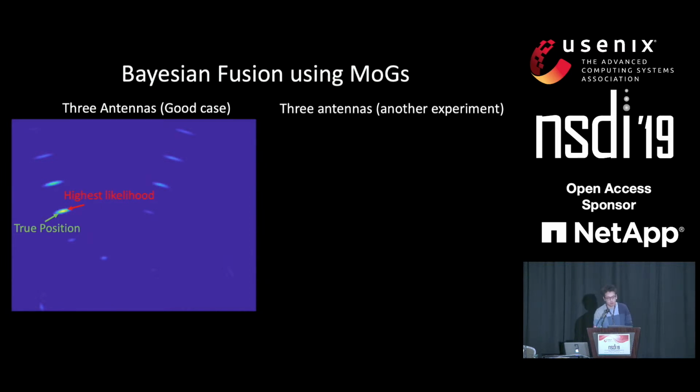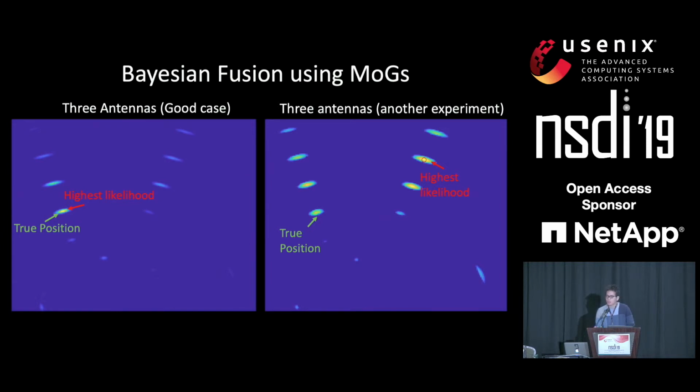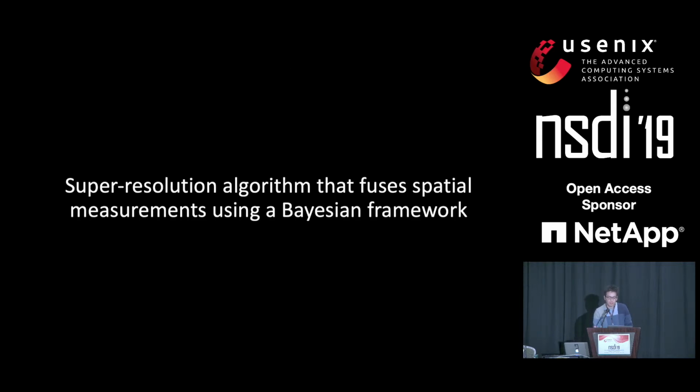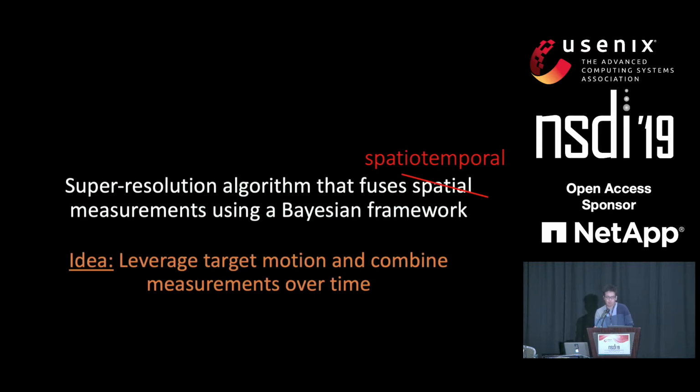However, in another experiment, also with three antennas, what we observe is that the candidate corresponding to the highest likelihood is wrong, which means that even though fusing the measurements across antennas is good, it's still not sufficient to deliver what we want in all scenarios. Therefore, we rethink the problem. Instead of fusing the measurements only across space and antennas, we think about fusing the measurements across time as well. Or put differently, we try to fuse the spatial-temporal measurements. The idea is that we want to leverage the target motion and combine the measurements over time. The key point is that when the target moves in the environment, the noise is going to change. Overall, if you can fuse all the measurements across time, the right trajectory will be the one that makes the most sense.